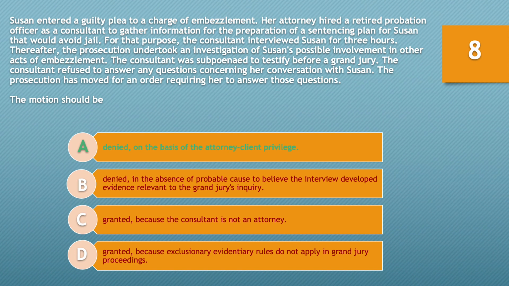D, granted because exclusionary evidentiary rules do not apply in grand jury proceedings. So D misses the point entirely. It's talking about grand jury proceedings, which are generally for the purpose of establishing whether a felony occurred. Here, the fact pattern is talking about sentencing, which is a completely different stage of the criminal proceedings.